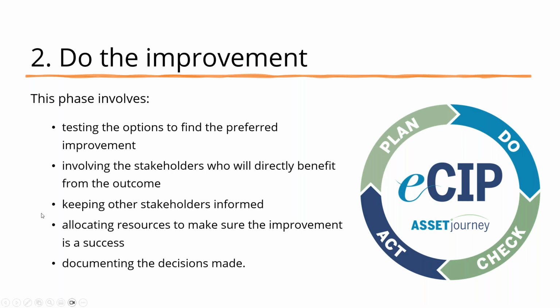The doing is testing the options to find the preferred improvement, involving the stakeholders. We call that in software user acceptance testing, but in this case it'd be how are the residents and the staff responding to this proposed improvement. You keep stakeholders informed. They keep making that a point. And in our eCIP program, we have the ability to list stakeholders and people responsible, and they can get notifications. It's an integral part of our software, is that you just say send a notification, and it sends it out like an email, boom, or you can do a text message, whatever you want to do. It makes it a breeze to keep everybody informed according to what you want.